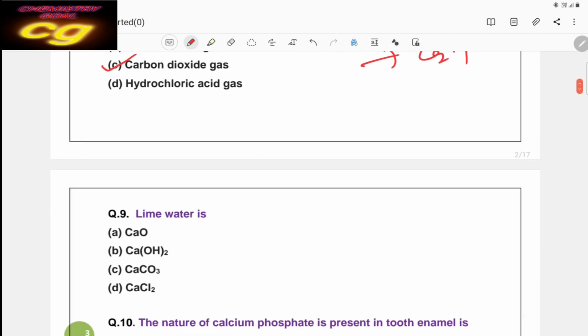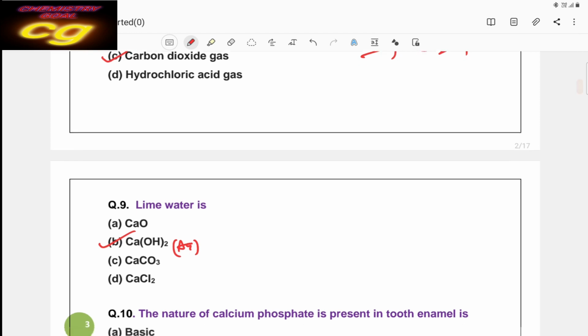Lime water is calcium hydroxide, not calcium bicarbonate. So lime water is calcium hydroxide in liquid form, that is aqueous form. Better you can write aqueous. Aqueous calcium hydroxide is called lime water. Okay, this is answer B.